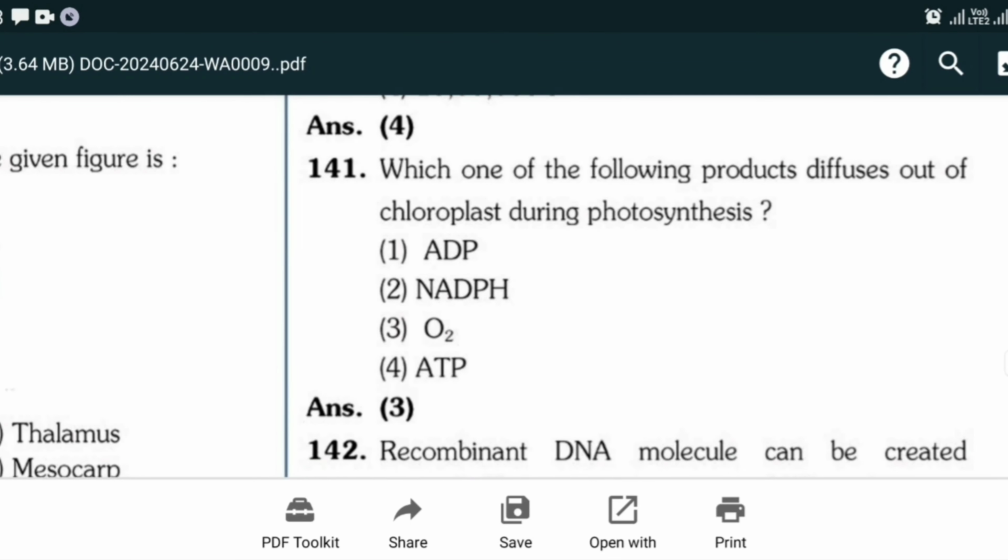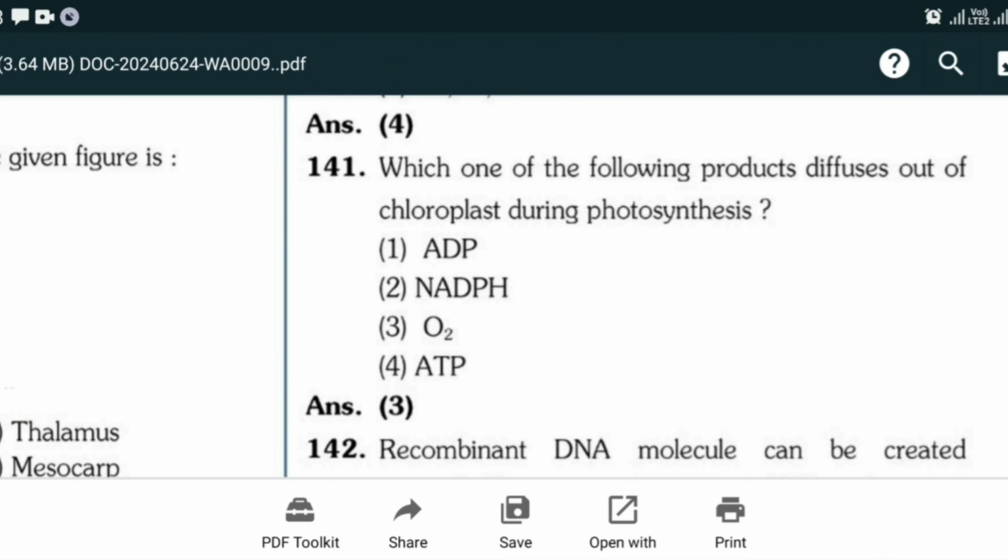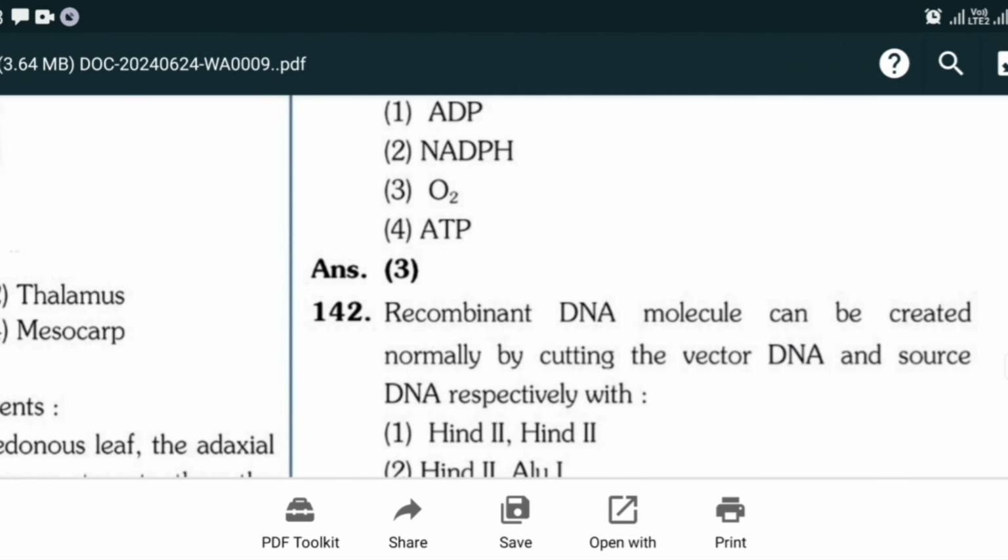Next, which of the following products diffuses out of chloroplast during photosynthesis? See, in the photosynthesis, that is in the light reaction, the first product which is formed is here oxygen. Okay, that is diffusing out from the chloroplast, and through stomata it is released to the atmosphere. So the answer will be oxygen.